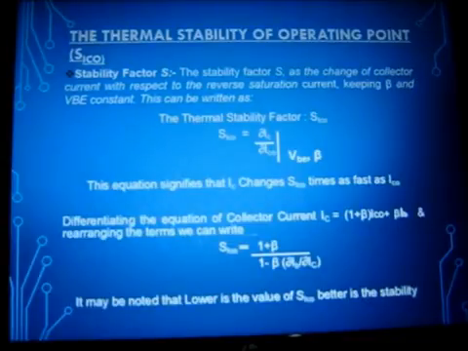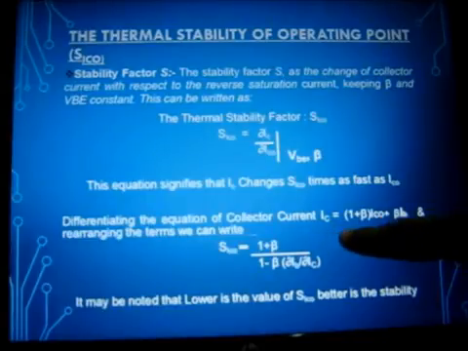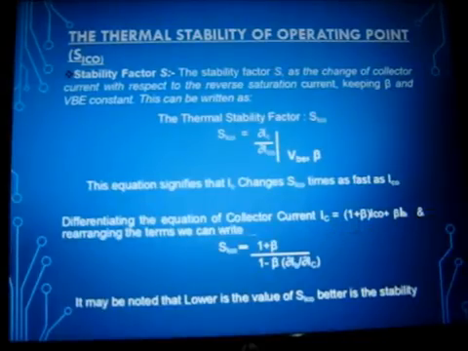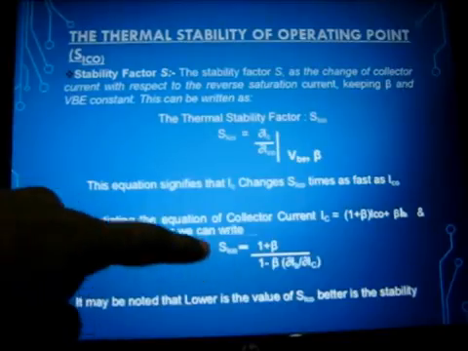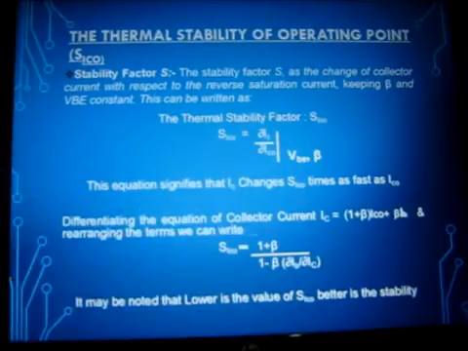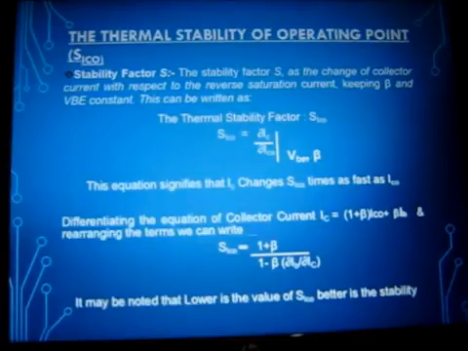Now differentiating the equation of collector current, you get this. You know the collector current can be written as IC equals (1 plus beta) ICO plus beta IB, and hence S is 1 plus beta in terms of the transistor parameter beta. You should remember that the lower the value of S, the better the stability. Means there will be very little change with respect to the environment, or you can say temperature.